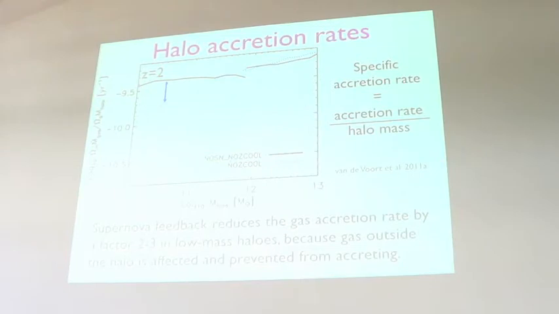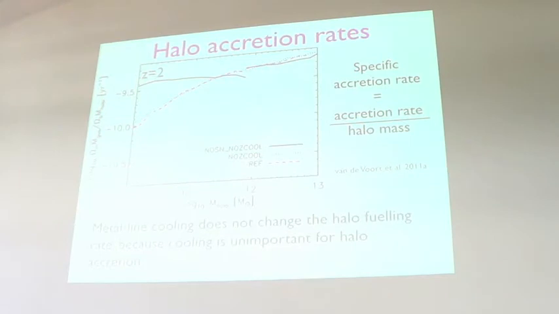So this is not the net, it's not inflow minus outflow. I've not subtracted the outflow, so it's just the gas that manages to get into the halo at redshift 2. For these low mass halos, it's actually suppressed by a factor of 2 or 3. No suppression at high halo mass. If you add metal line cooling, nothing changes. It is exactly the same, and that's because cooling of the gas is not important for accreting onto the halo. So this will be different when we look at galaxies later on.